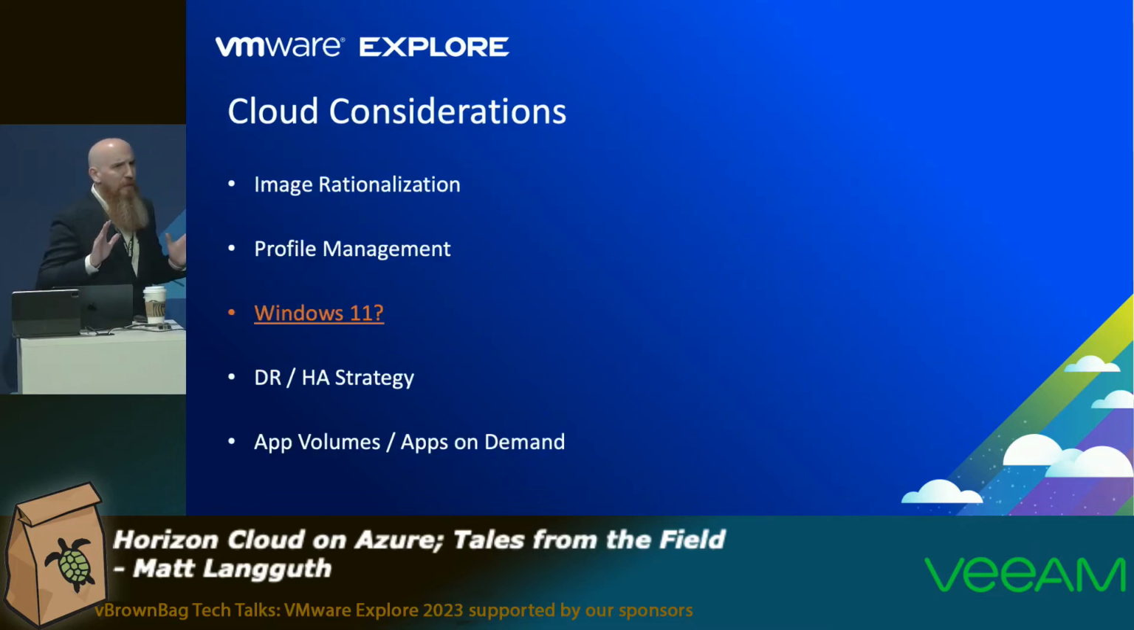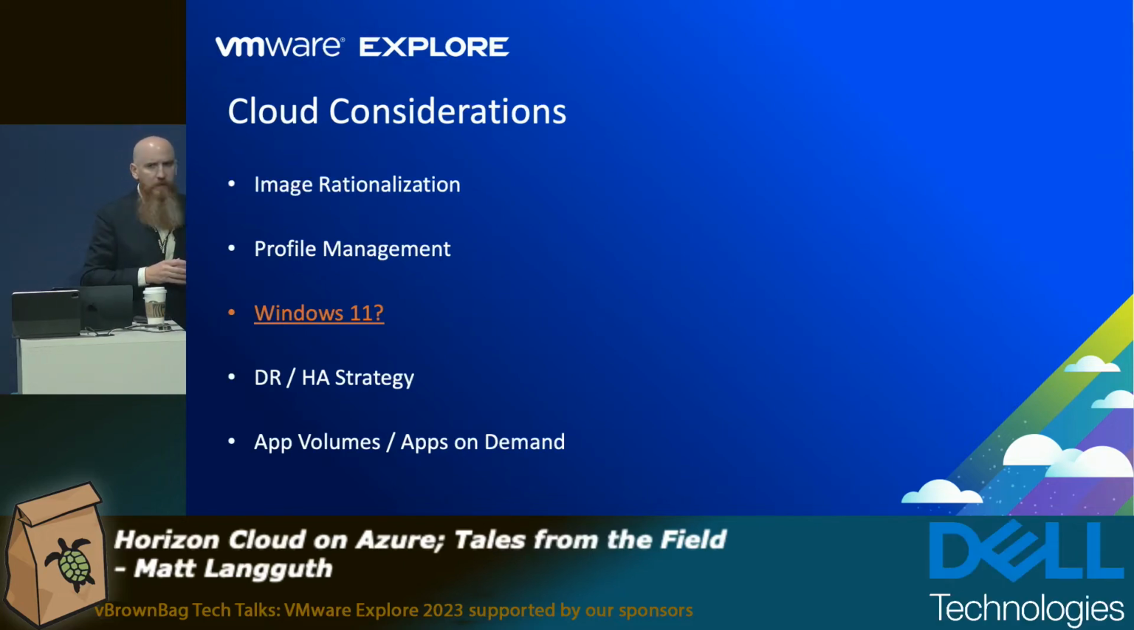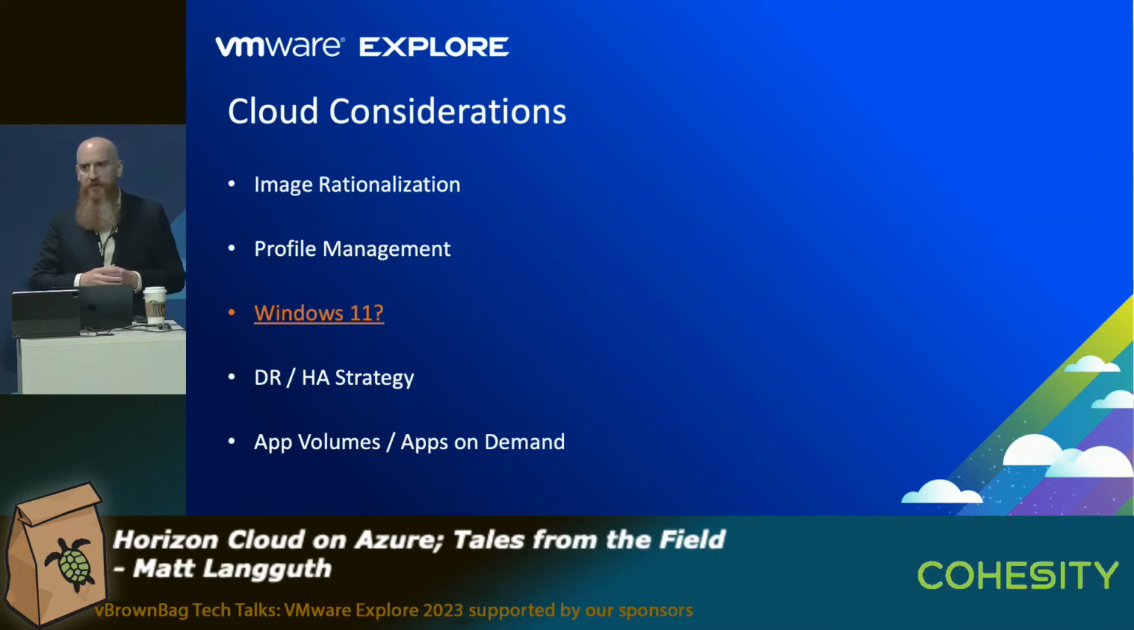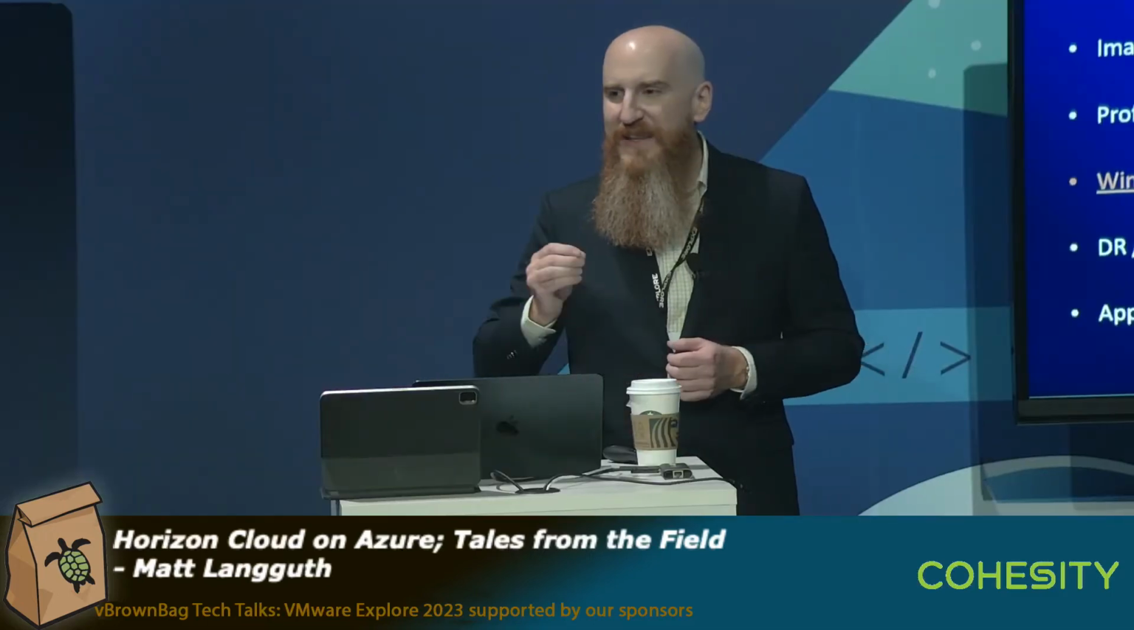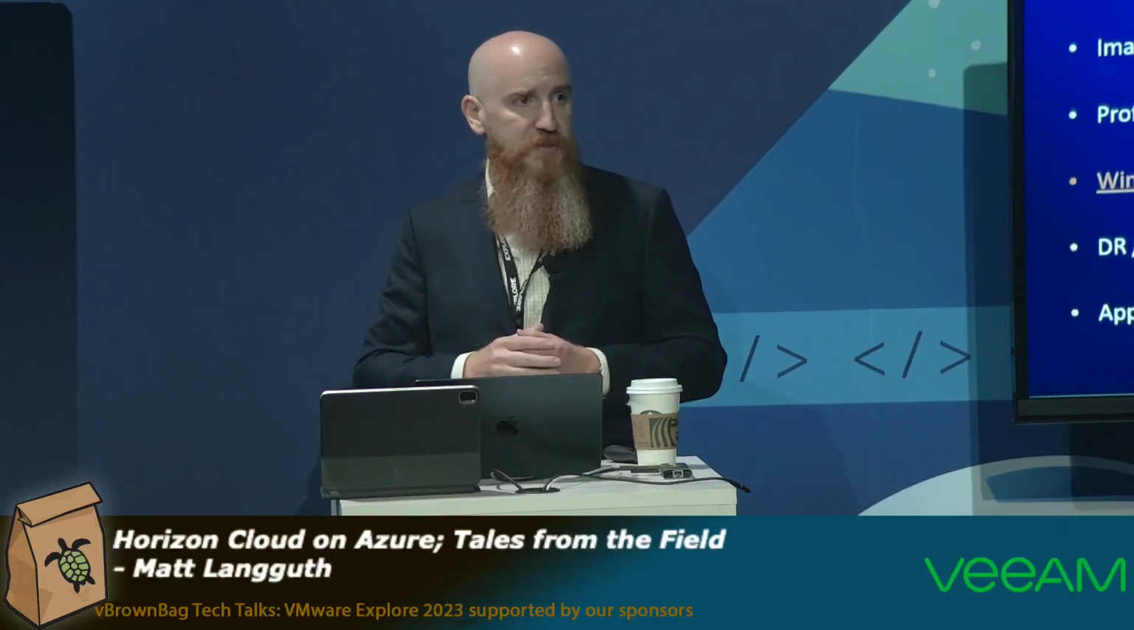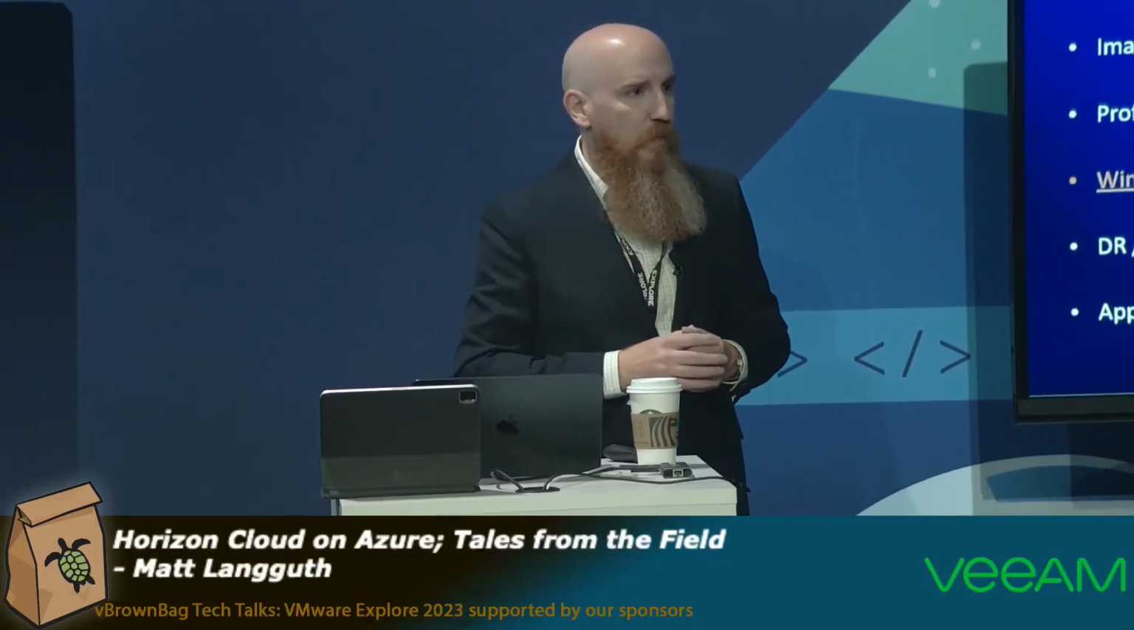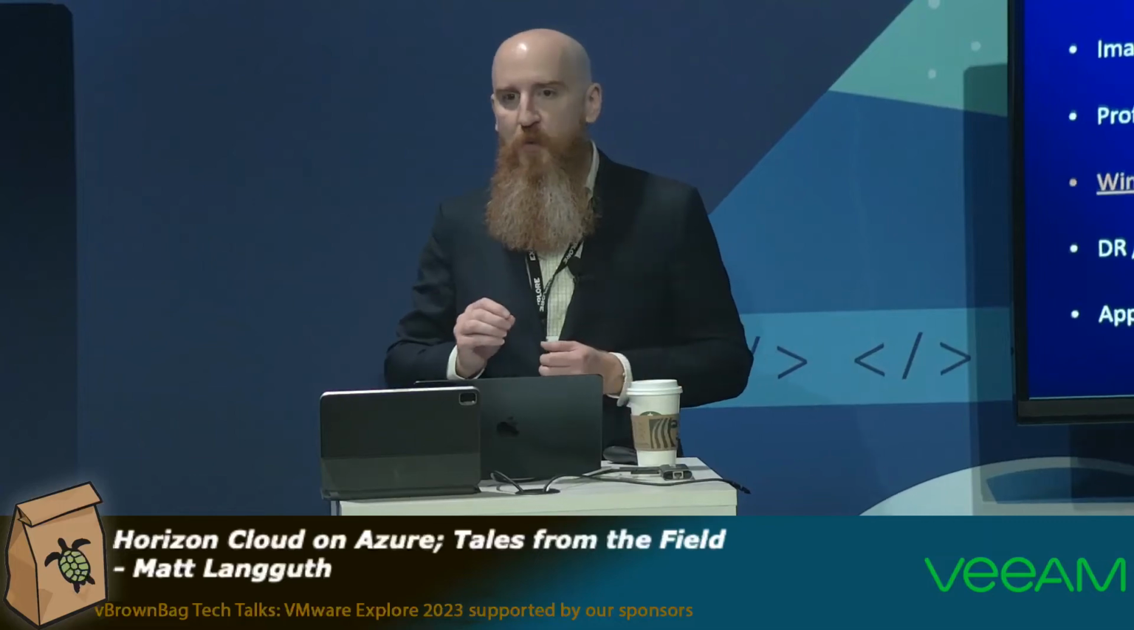So let's talk about bigger cloud considerations. Again, this is stepping away from Azure in particular, but if you're moving any type of on-premises workload over to a cloud, some things to keep in mind. So let's talk about image rationalization. So one of my colleagues, Hans Bader, has said that if you're taking your existing on-premises desktop image and moving it over to one of these hyperscalers, you're doing it wrong. I could not agree more.